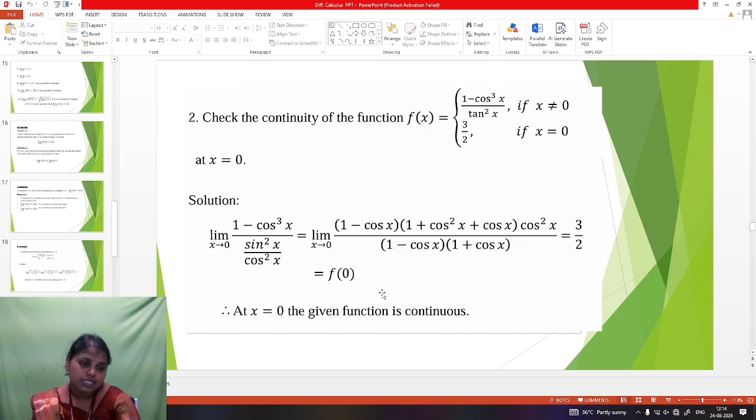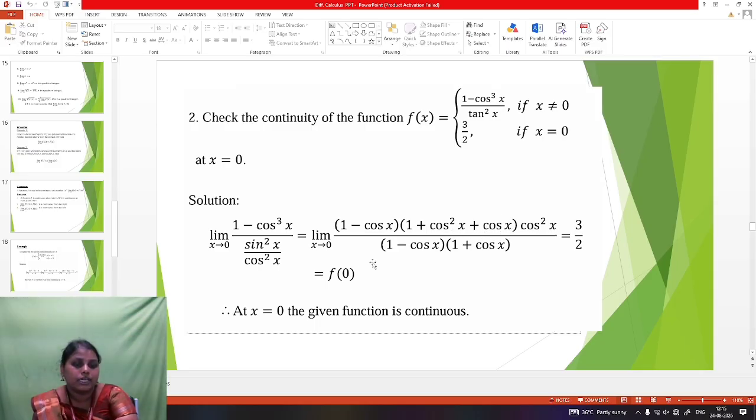So 1 minus cos x into 1 plus cos x. The 1 minus cos x and 1 minus cos x cancel. The remaining values are 1 plus cos x plus cos square x, multiplied by cos square x, divided by 1 plus cos x. Now x is replaced by 0. Cos 0 value is 1, so 1 plus 1 plus 1.